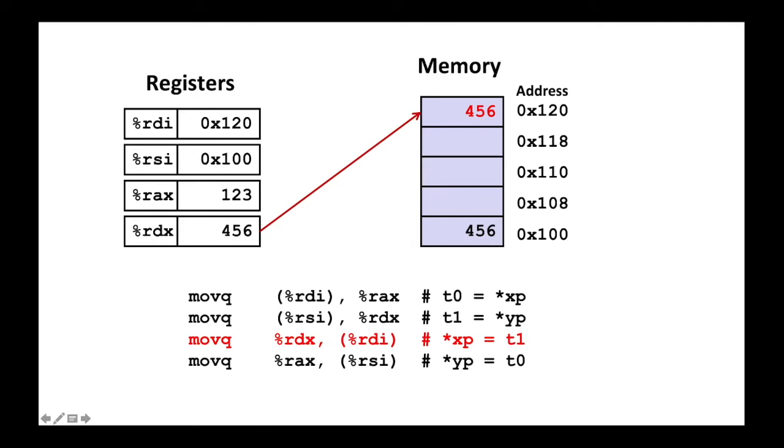The next movq instruction moves the value from RDX register to memory where the pointer variable xp points to. This is also dereferencing. The last movq instruction does the same thing as the previous instruction, but for yp and RAX register, which is t0.